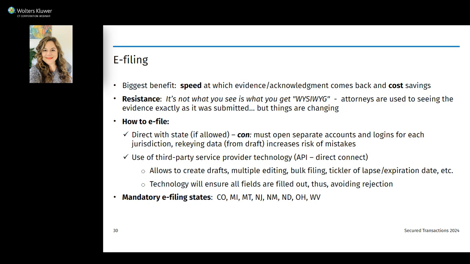And I know that most of the time, the firms that I work for want their corporations or their financial institution clients to tickle the lapse date, but a couple of big firms are actually taking this on because the clients are demanding that they do so. So just something to kind of keep in mind.